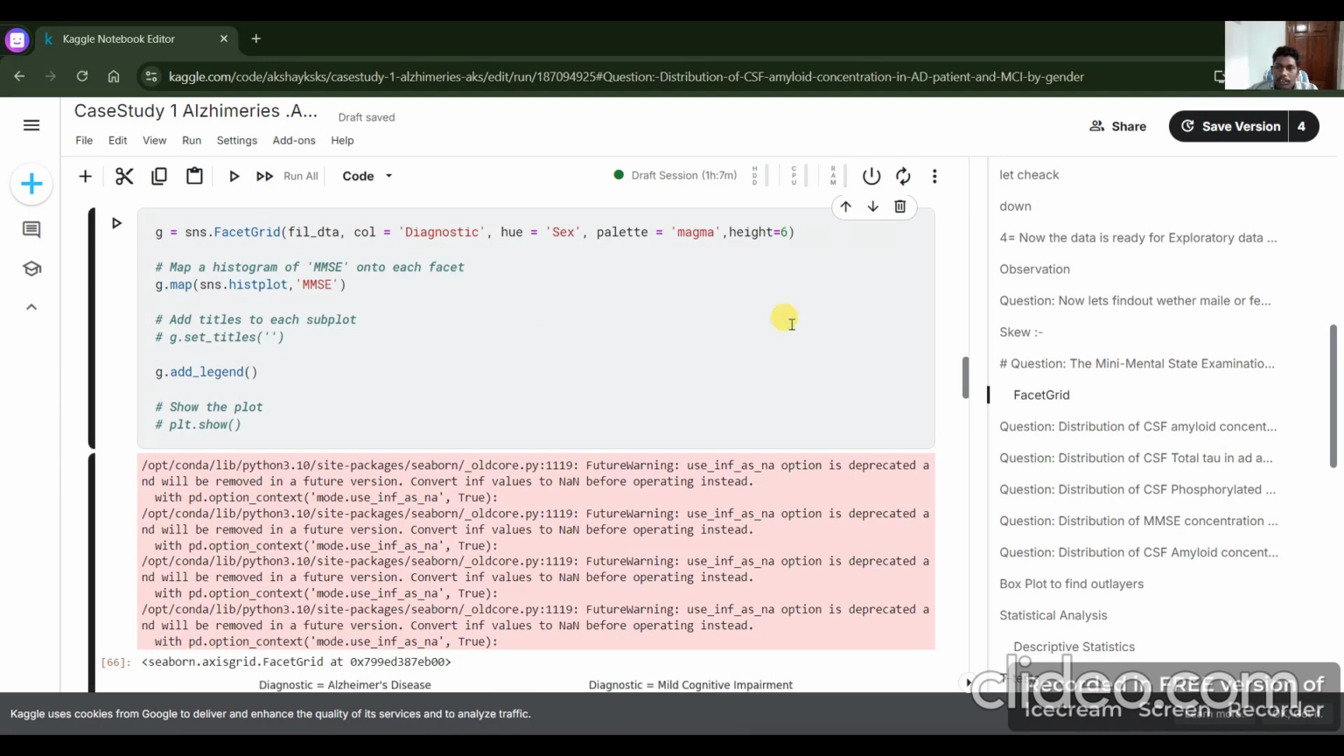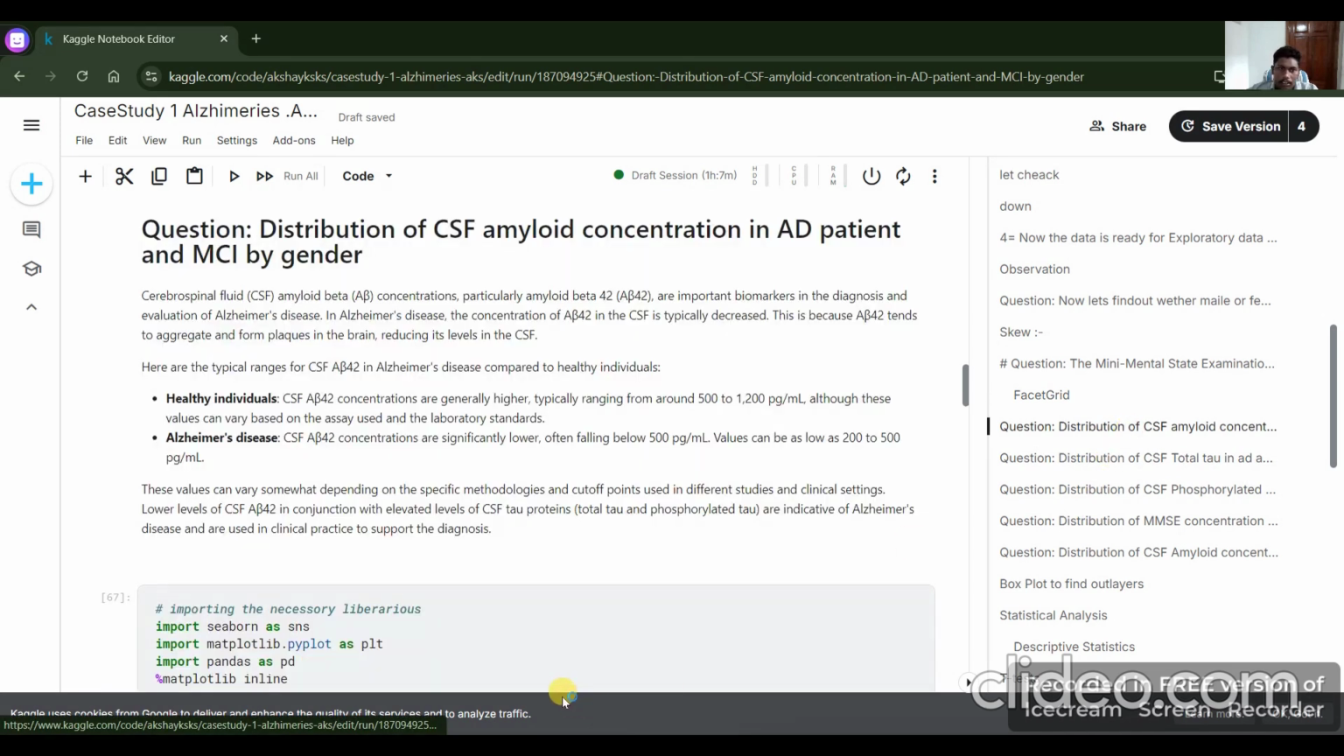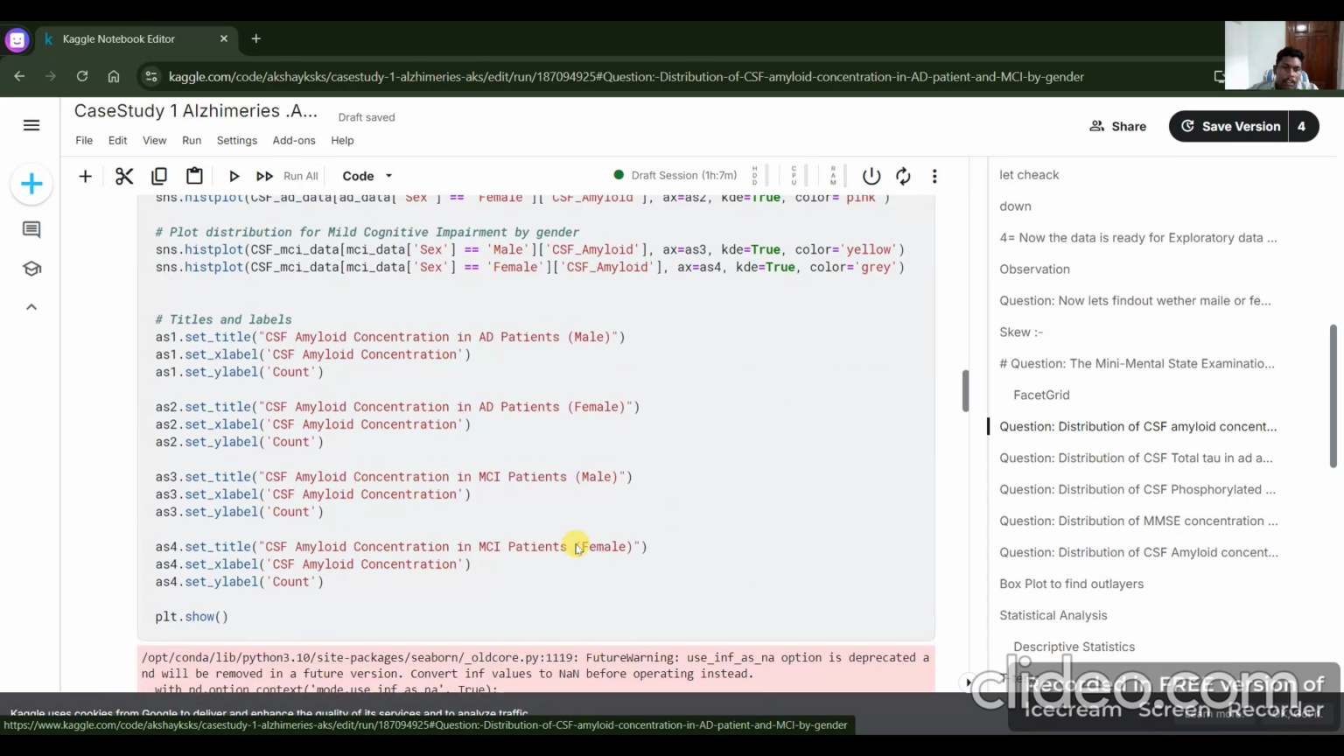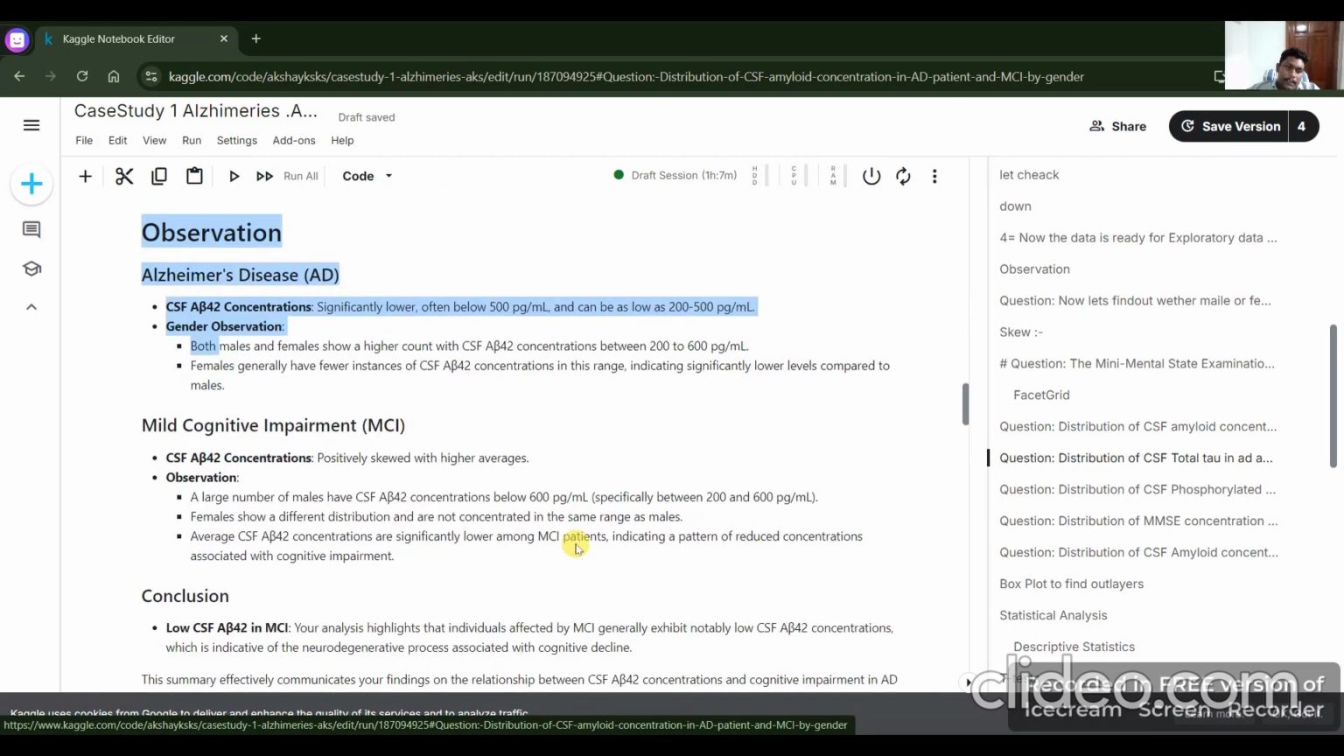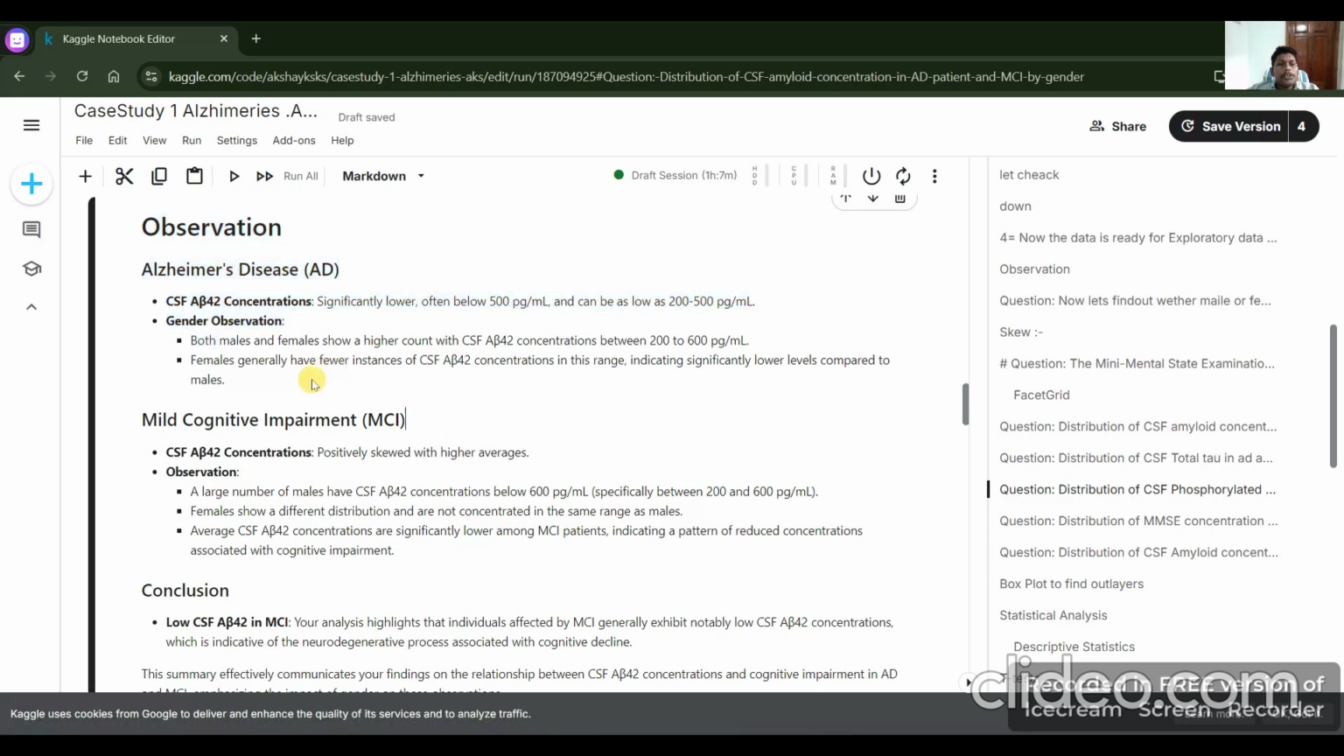Both male and female show higher count of CSF concentration between 200 to 600 pg/ml. Females generally have fewer instances of CSF concentration in this range, indicating a significantly lower level compared to male. MCI is positively skewed with a higher average.